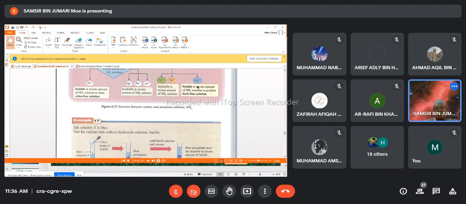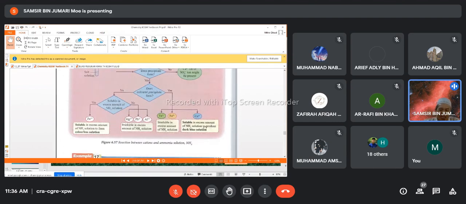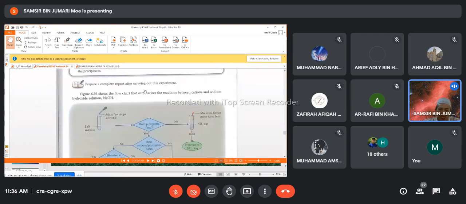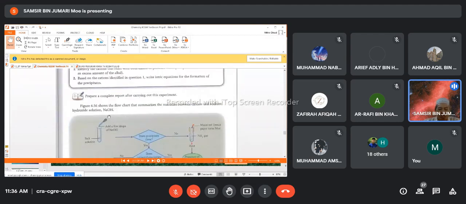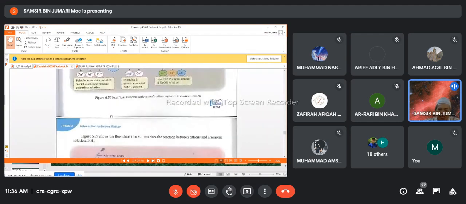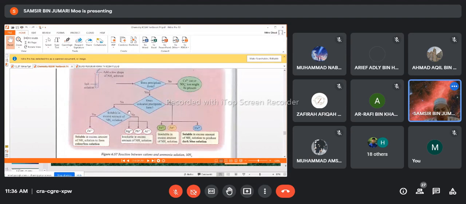Sekarang kita boleh kenal pasti dah. Kalau kita nak kenal pasti copper 2 ion ada present or not in the salt solution, we can use either the sodium hydroxide solution as the reagent, or we can use the ammonia aqueous solution as the reagent to identify the presence of the copper 2 ion in the salt solution.